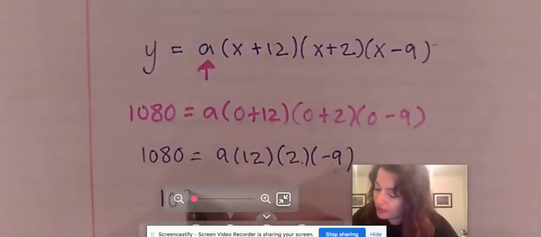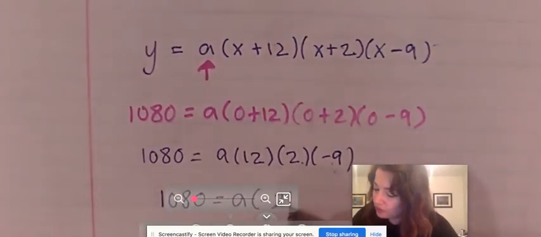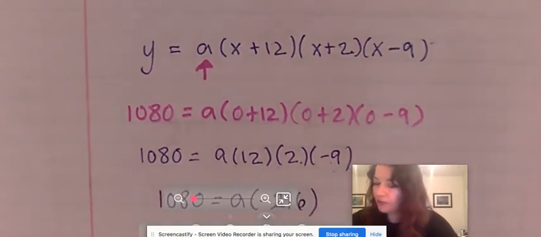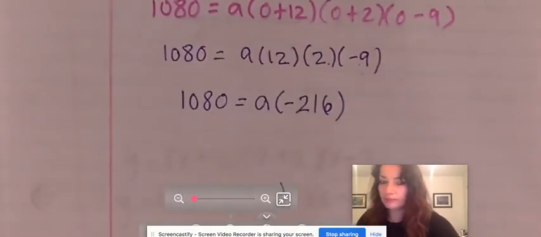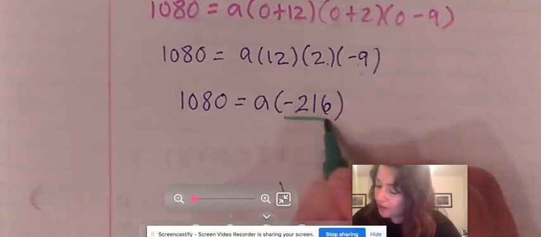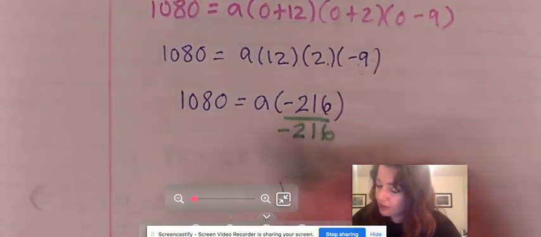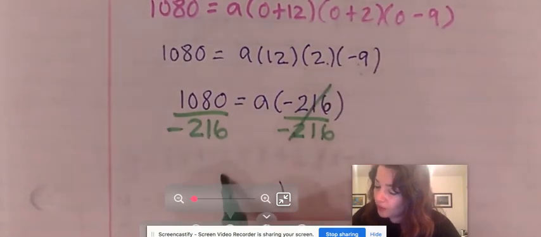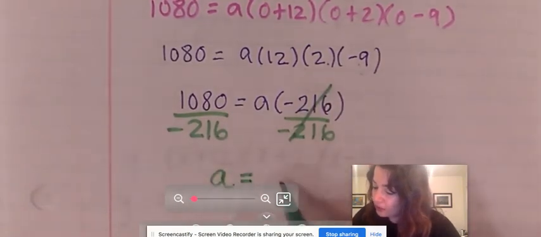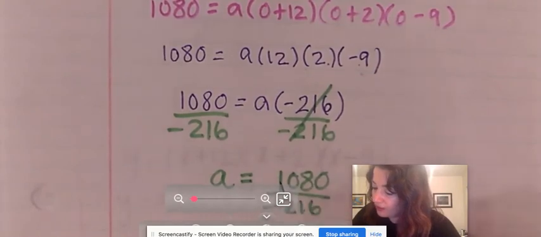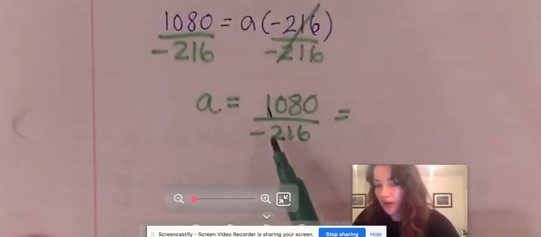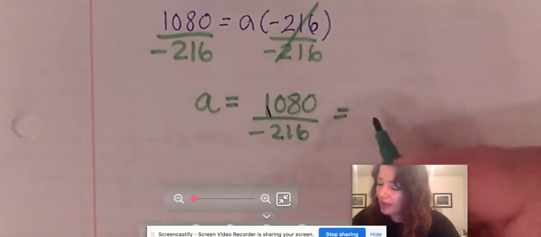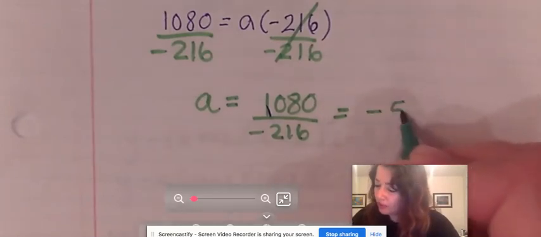So 1,080 equals A times negative 216. Solving for A, I could just divide both sides by negative 216. So we get that A is equal to 1,080 over negative 216. If you simplify this value, you'll see that A actually equals negative 5.